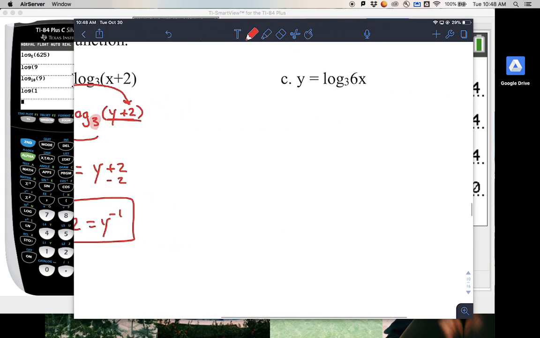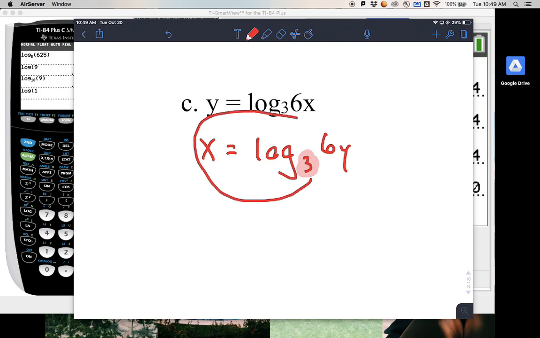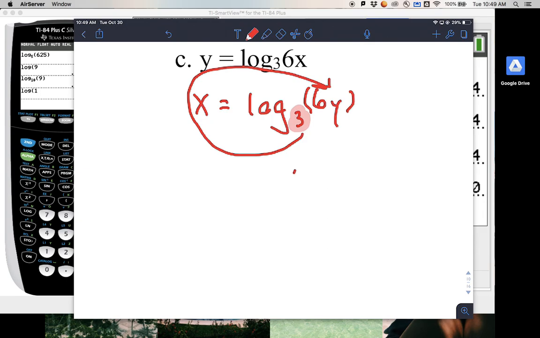Okay, and then I think we have one more here. Let's see what's going on with this one. We'll say x equals log base 3 of 6y. Switch your x and y. Take your base, whatever it is, base 3: 3 raised to x, go towards the equal sign, and then equals 6y. The 6y goes together. If you want to throw parentheses around it, there are implied parentheses there. So once again, 3 raised to x equals 6y.